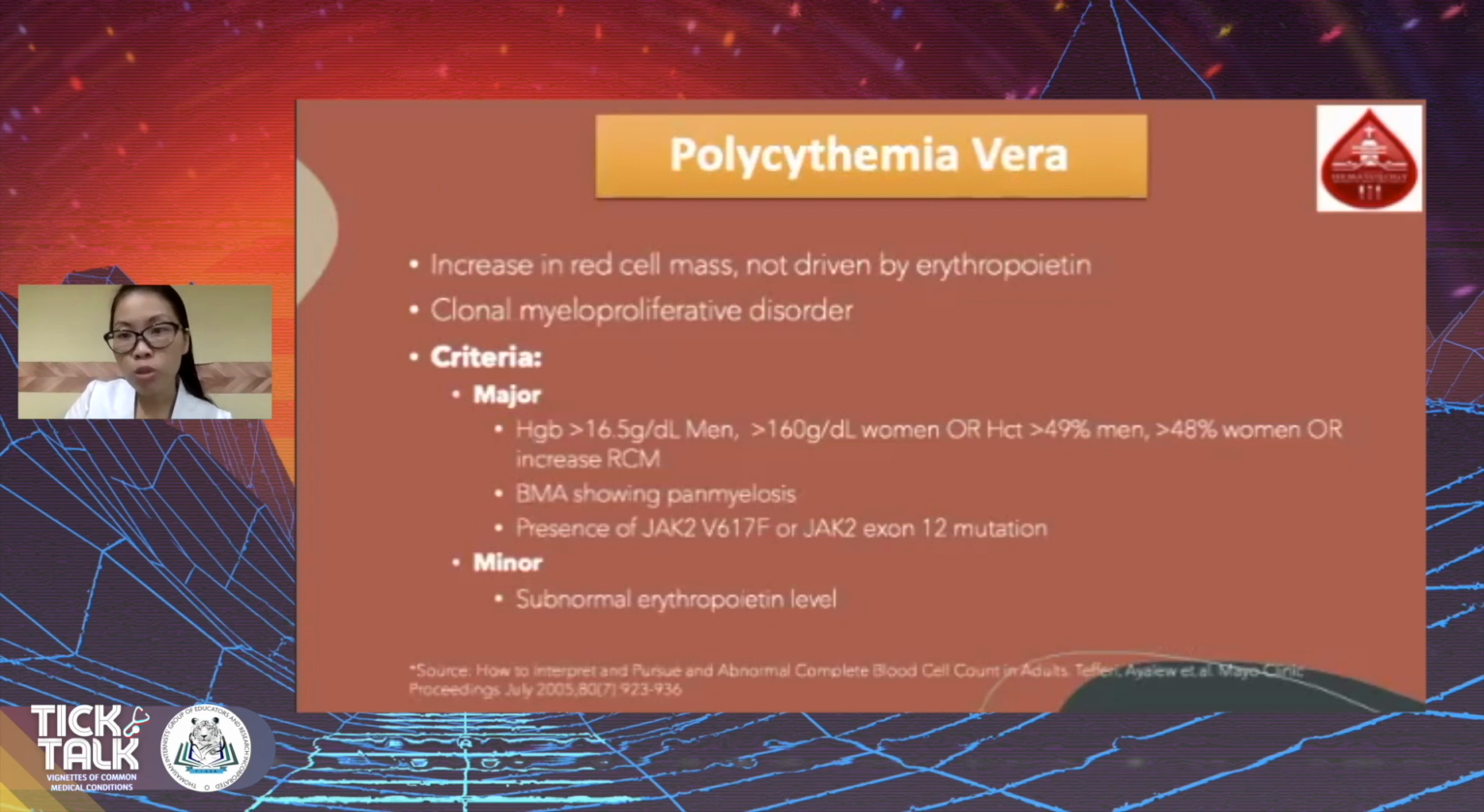The patient should be able to fulfill all three major criteria or two major and a minor criterion with the following details. Hemoglobin of 16.5 grams per dL in men, or 16 grams per dL in women, or a hematocrit of 49% in males and 48% in women, or an increase in the red cell mass. Another major criterion is BMA showing panmyelosis. And another one is the presence of JAK2 mutation in the blood or in the sample from the bone marrow. The minor criteria include subnormal erythropoietin levels.